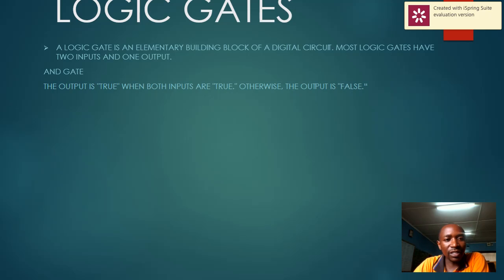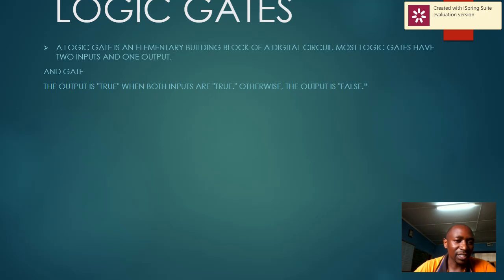Now, there is a rule on every gate that is given. The rule of an AND gate is that the output is true when both inputs are true. Otherwise, the output is false. So let's take note of the rule again. We are saying the output is true when both inputs are true. Otherwise, the output is false.